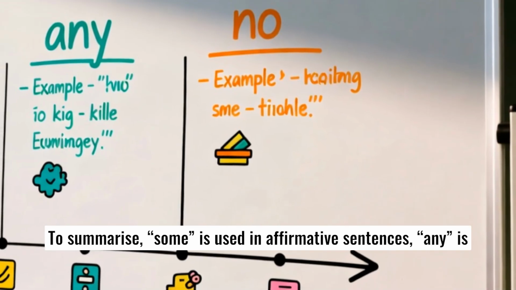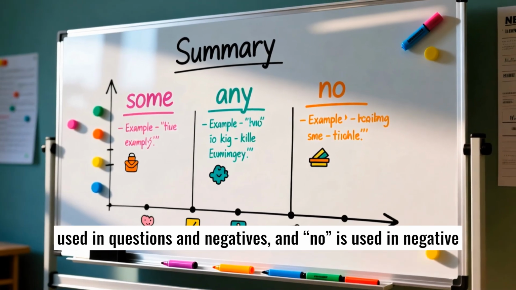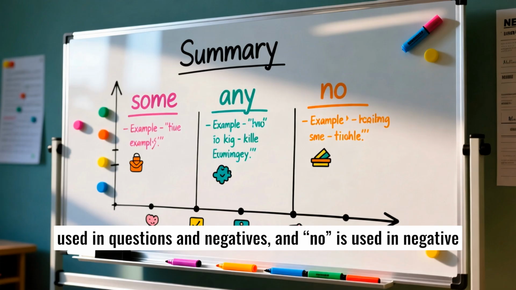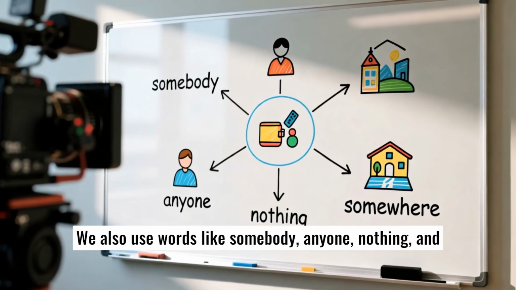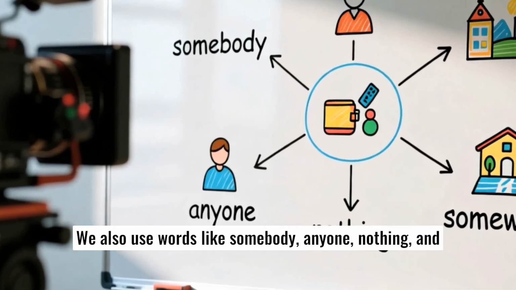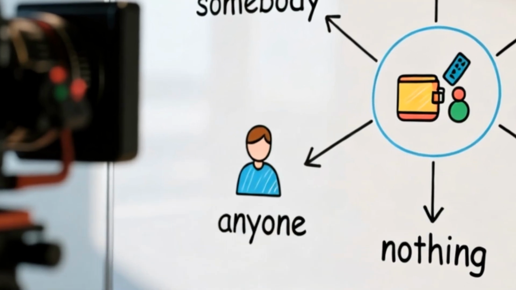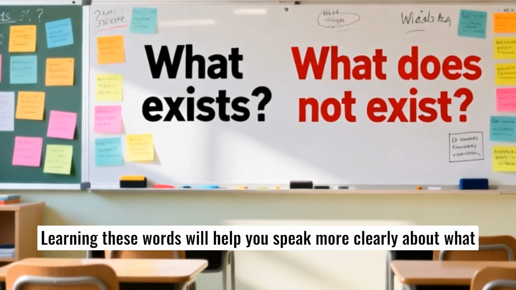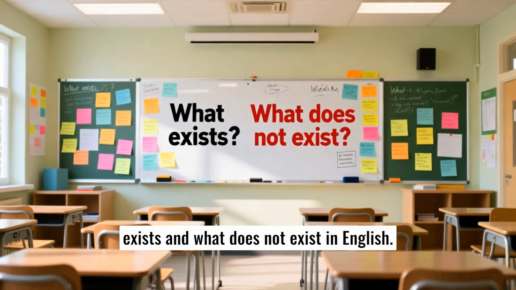To summarize, some is used in affirmative sentences, any is used in questions and negatives, and no is used in negative statements with a positive verb. We also use words like somebody, anyone, nothing, and somewhere to talk about people, things, and places. Learning these words will help you speak more clearly about what exists and what does not exist in English.